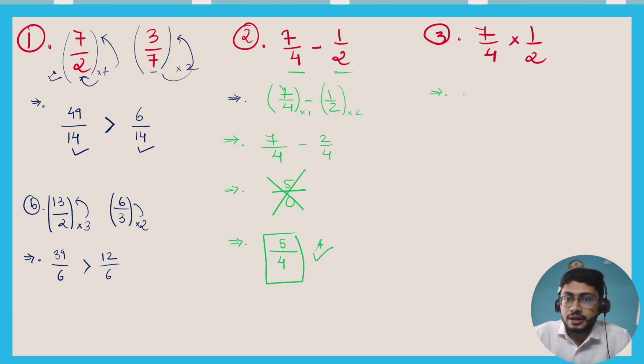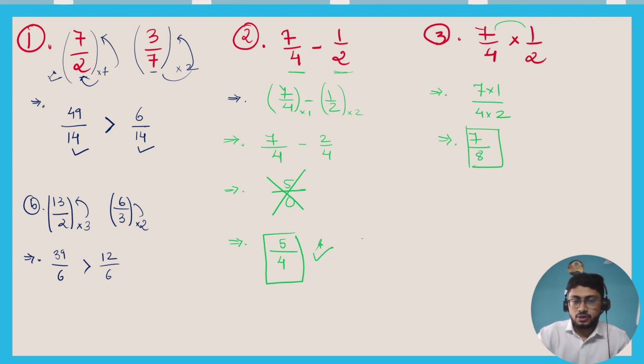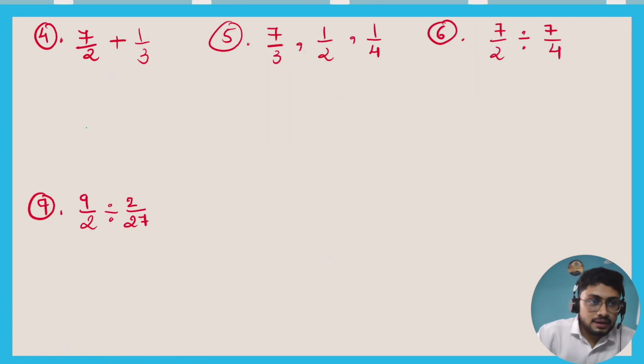Again, if there is a multiplication question, what are you going to do? Just multiply numerator to numerator and denominator to denominator. 7 ones are 7, 4 twos are 8, and this is your answer. Try to understand these things very easily. Am I clear? Let me give you a few more questions.